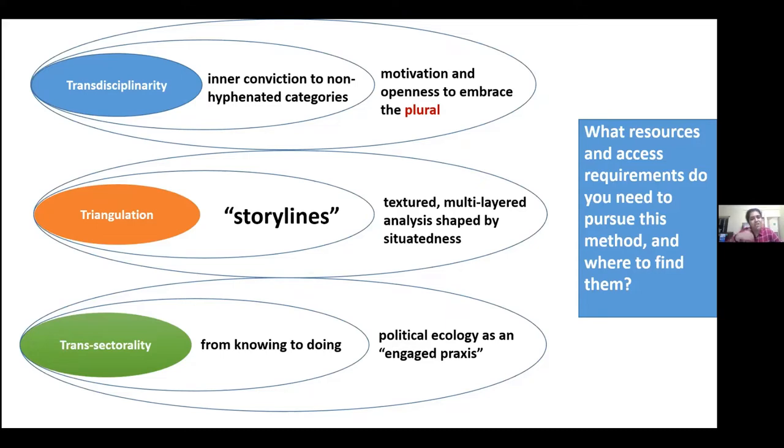So I think we really have to engage ourselves from this knowing to the doing mode. I cannot say we, but personally I'm fascinated with this understanding of translating, I have this motivation. I am also aware of the limits, but how can we really transcend political ecology into, or as, an engaged praxis. Yeah.